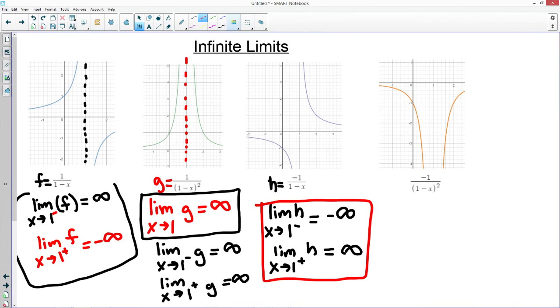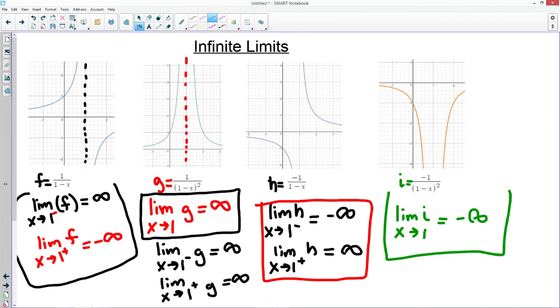And then the last one, even though they're both negative infinity, I can write it once. I don't have to write the left hand and the right hand. I can say the limit of function I as x approaches 1 is equal to negative infinity. I can write these two other limits. I can say right hand and left hand is also negative infinity, but I don't have to. I can write it in this easy statement.